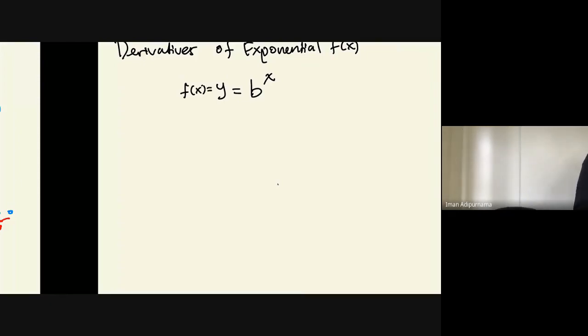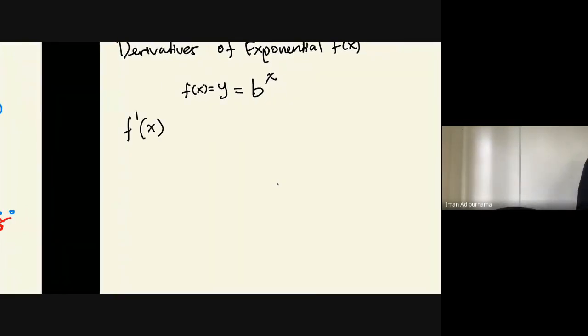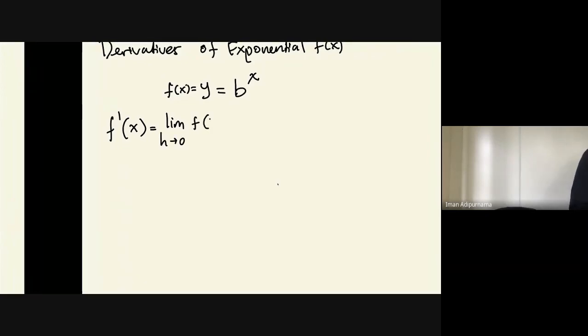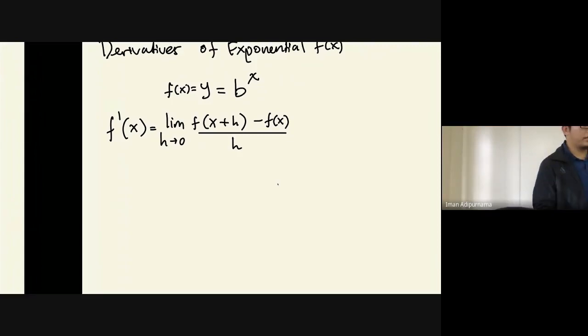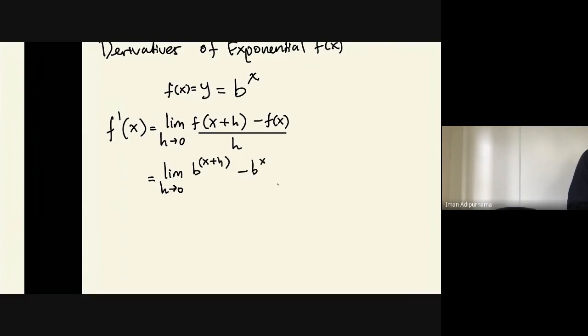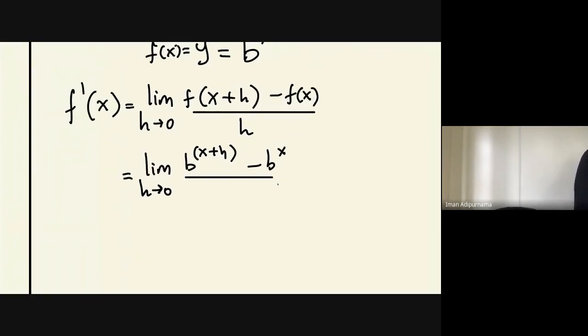Then when we write the first derivative, let me use the limit. Let's just use h. This is the definition. Again, it's the definition. Let's put in our function b to the x. So b to the x plus h, minus b to the x, and then over h.